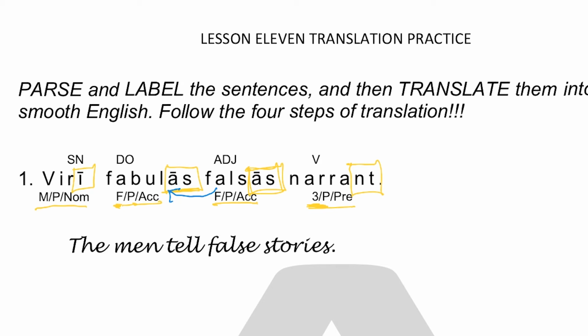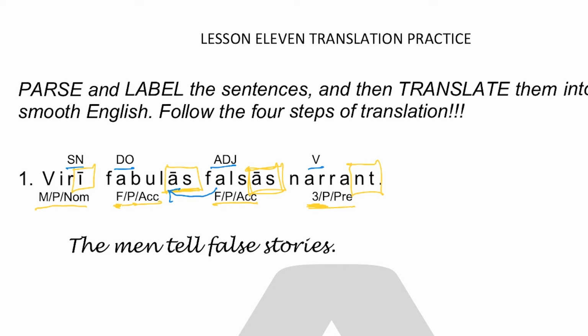Now we can label everything, and you see we label our nominative noun the subject of the sentence, our accusative noun the direct object. Adjectives are easy, we just label them adj for adjective, and then action verbs are easy, we just label them with a V for verb. Last step is to translate into smooth English.